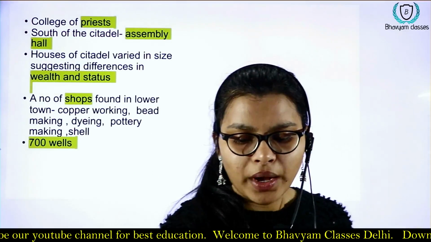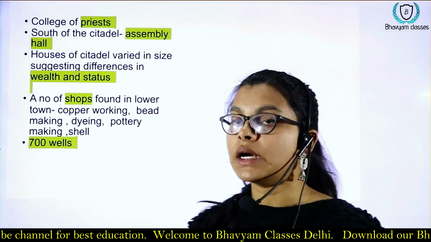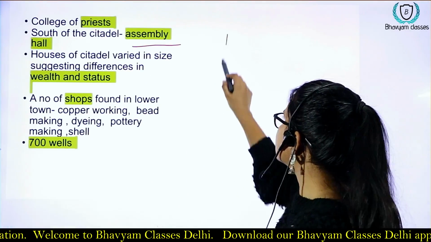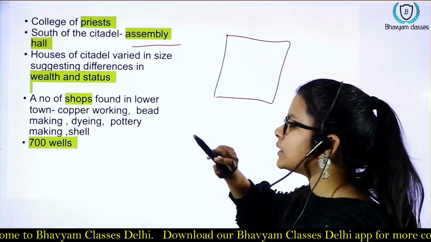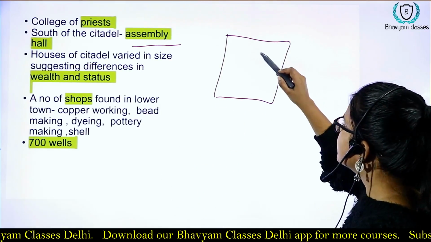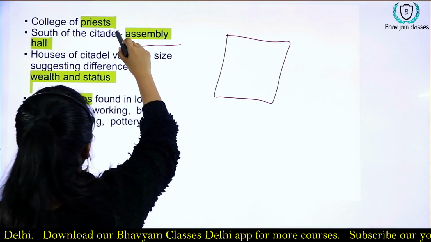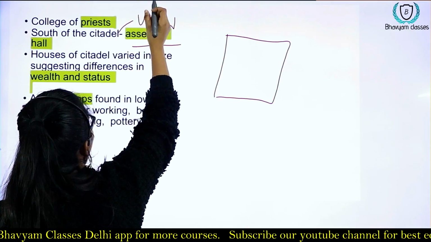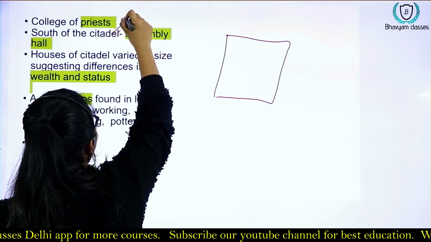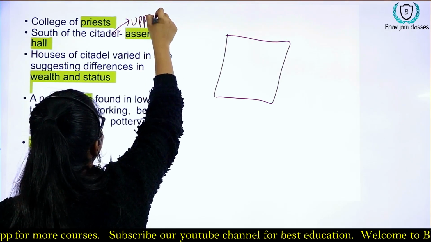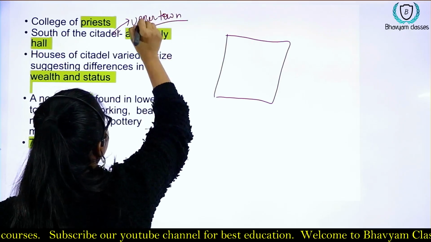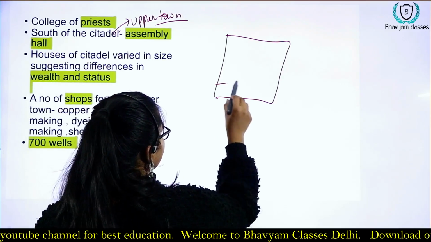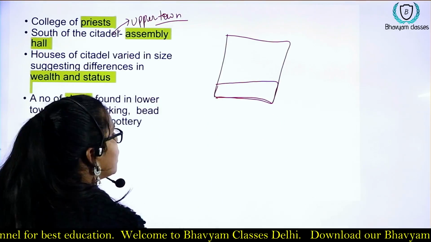Then one more feature, that is your assembly hall. Fine. So in the south of the citadel, suppose this is your citadel. The citadel is basically your upper town. So in the south of the Citadel, there used to be an assembly hall.